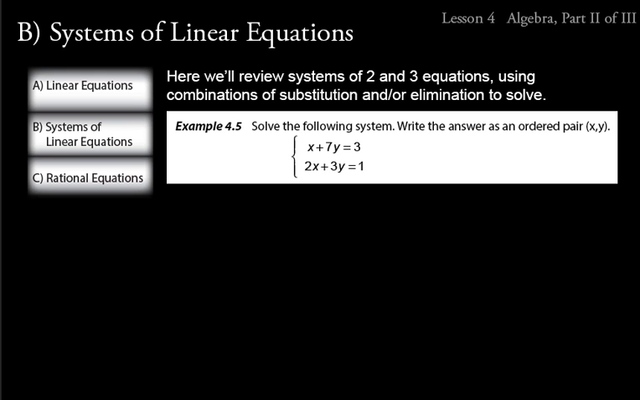Moving on to part B on systems of linear equations, and here we'll review systems of 2 and 3 equations using combinations of substitution and or elimination to solve them. So look at example 5. Solve the following system. Write the answer as an ordered pair. These are normally designed to simplify into fractions, integers.